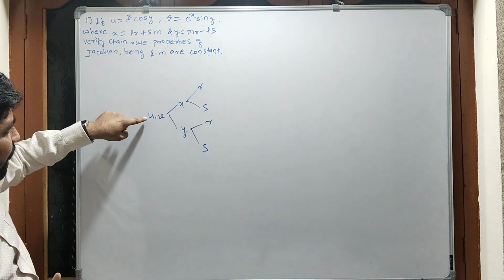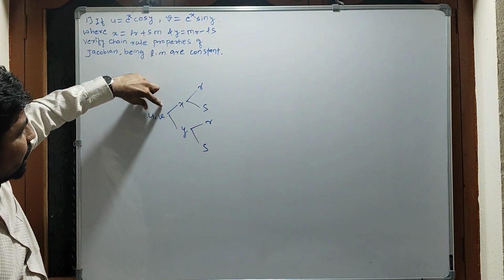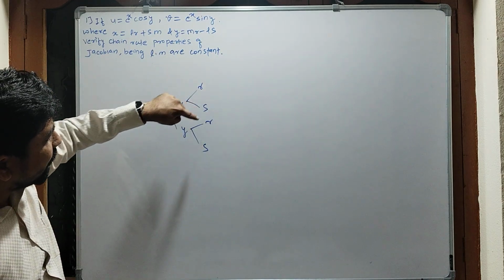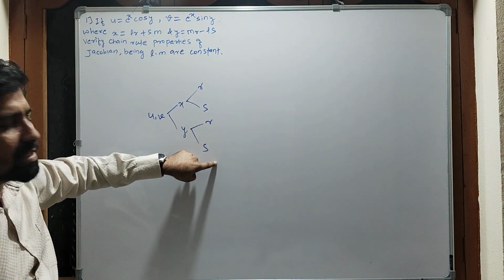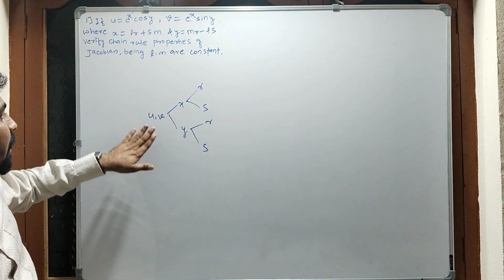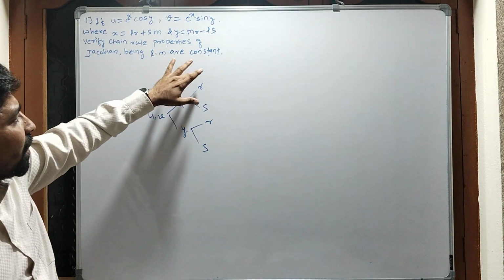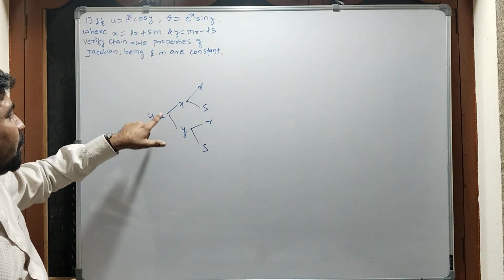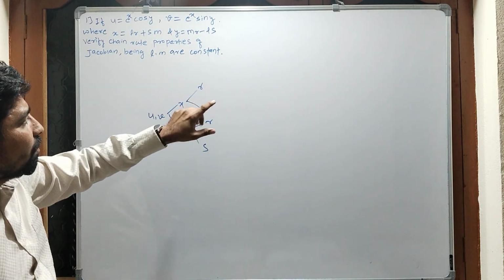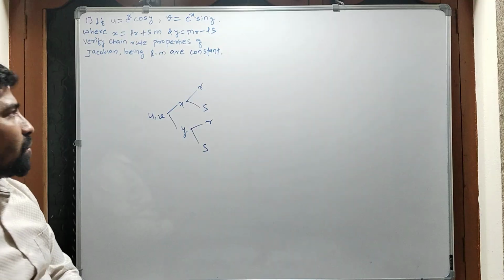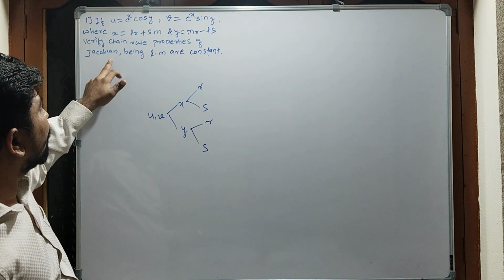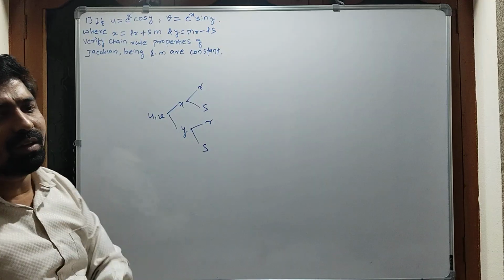Here u, v are functions of x, y, and x is a function of r, s, and y is again a function of r, s. According to the chain rule property, u, v are functions of r, s through x and y. So here, verify the chain rule property of the Jacobian, with l and m being constants.